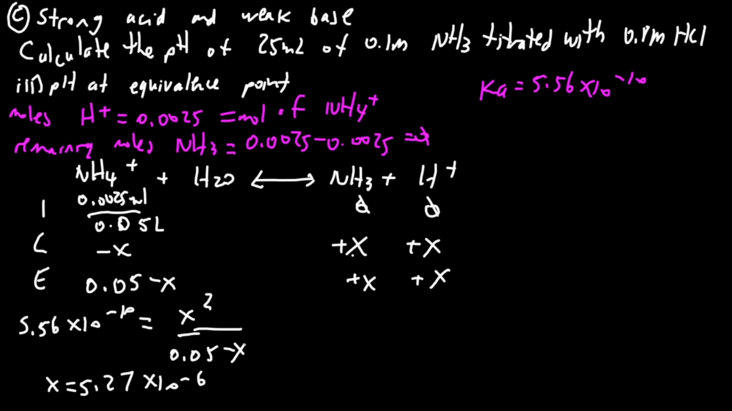With this, you can find the pH. So pH is going to be 5.28. And I got this because you use pH equals negative log concentration of H plus. Plug it in and you get 5.28.